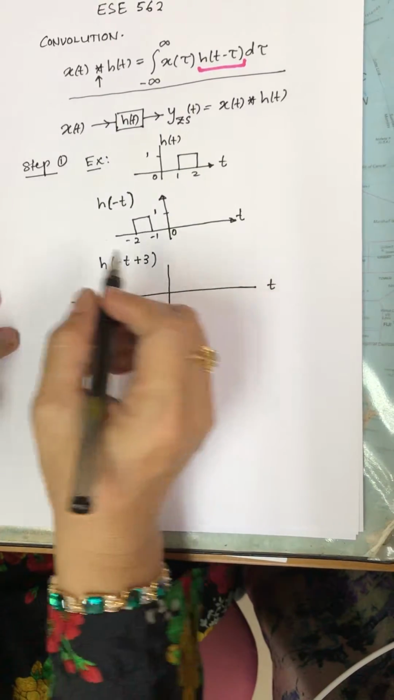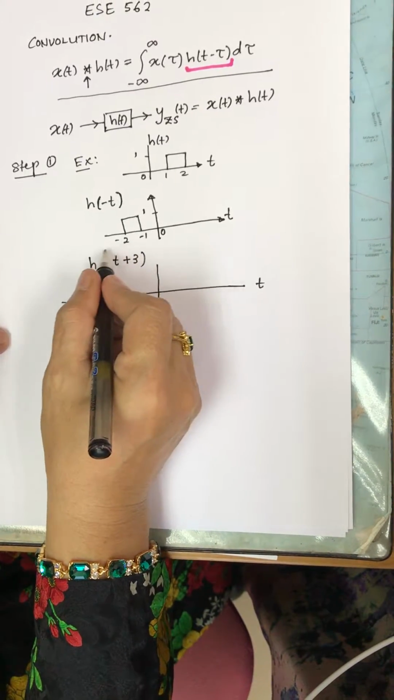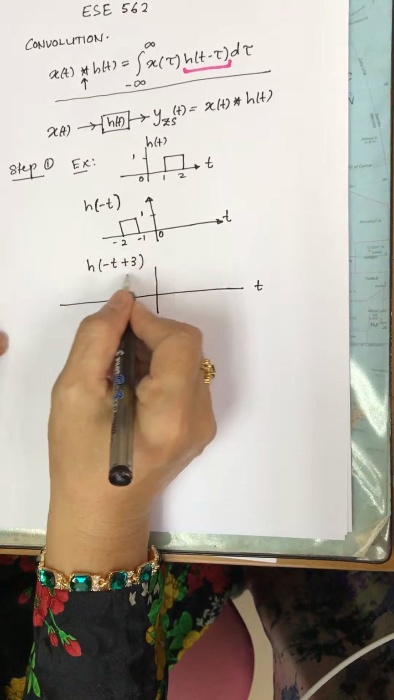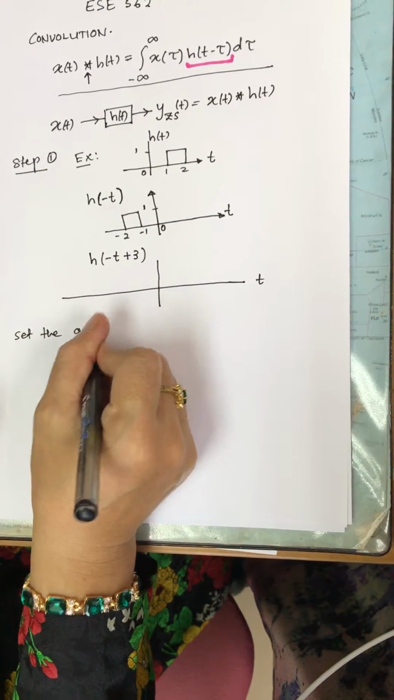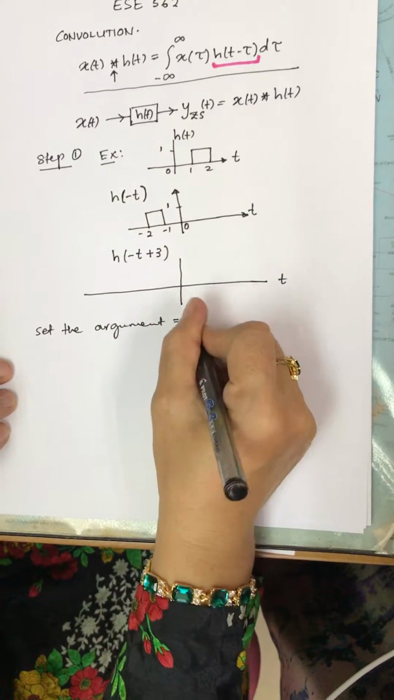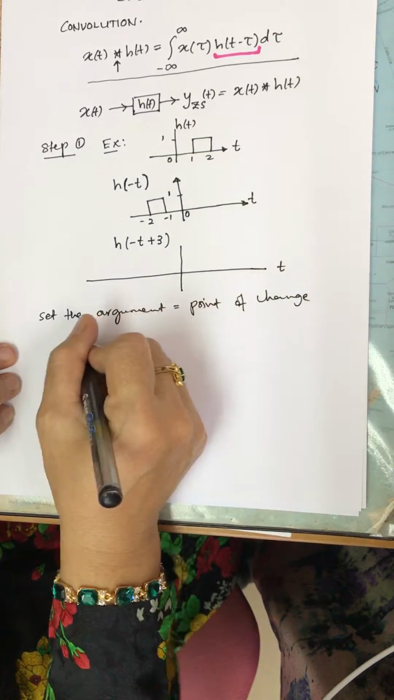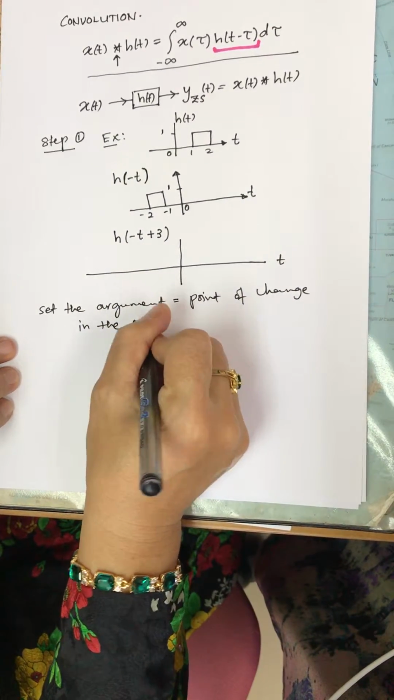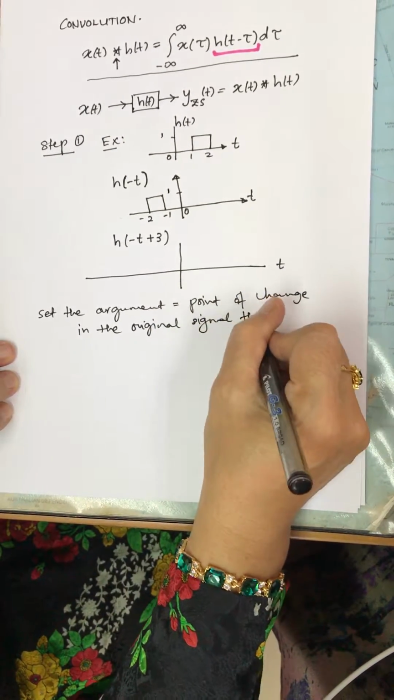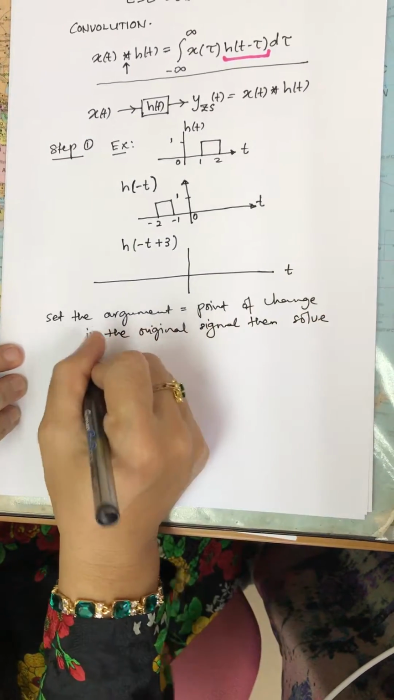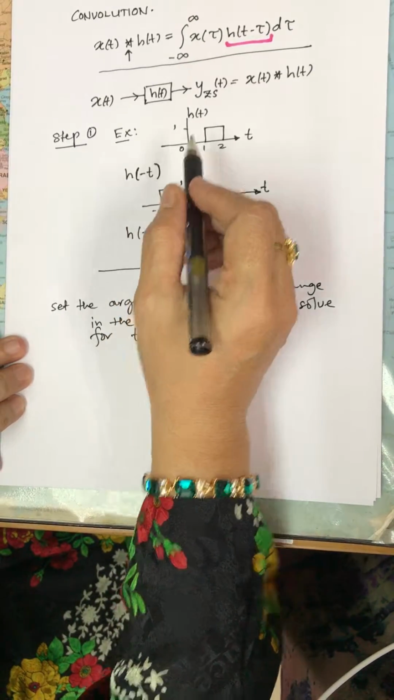I like to explain this by saying that set the argument, set everything inside the bracket, which is the argument, equal to the point of change in the original signal, then solve for t.